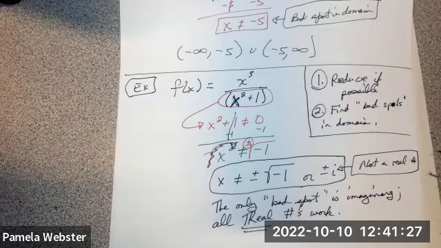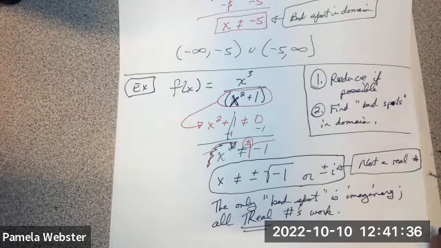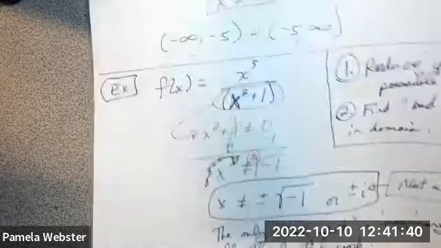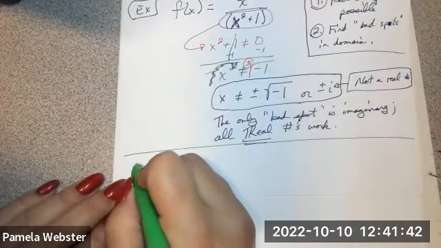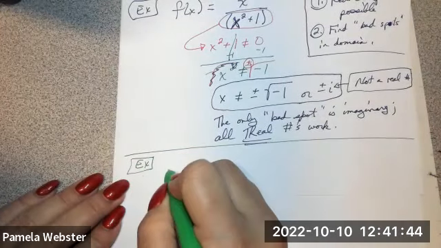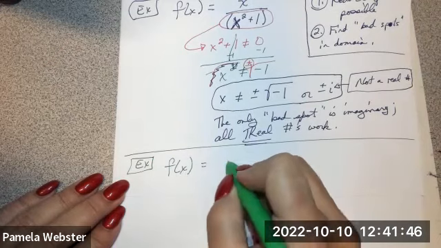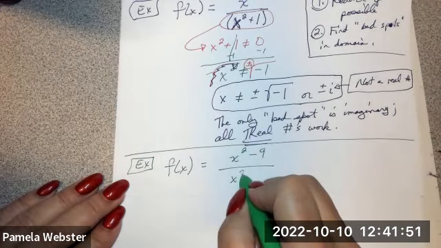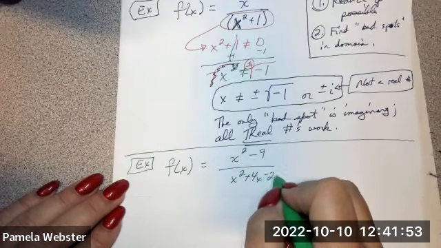I'd like to do one that I think is going to reduce. Let me give you one more example, and this one we'll talk about, stuff happens when things reduce. So the example is f of x equals x squared minus 9 divided by x squared plus 4x minus 21.